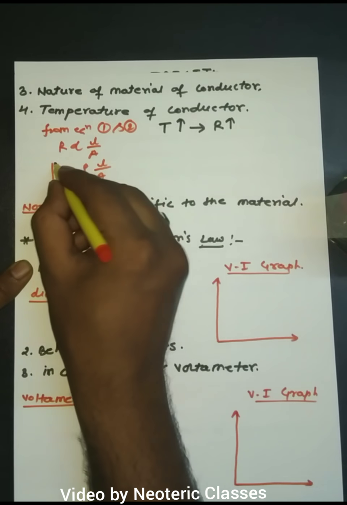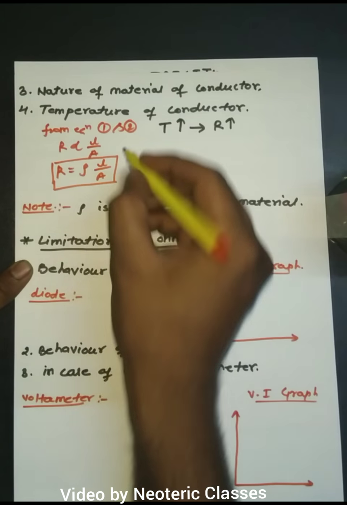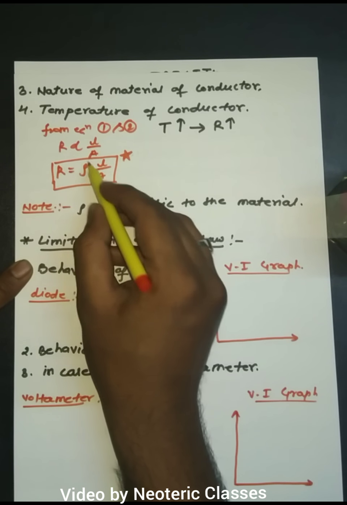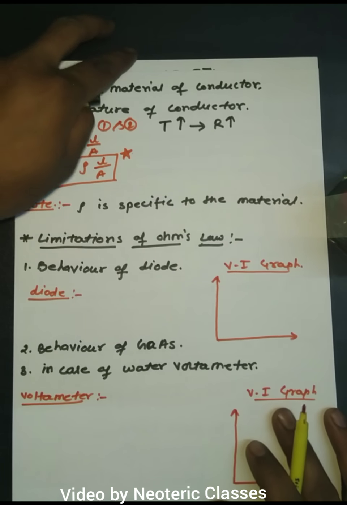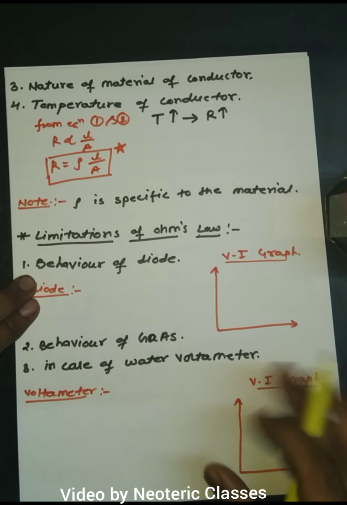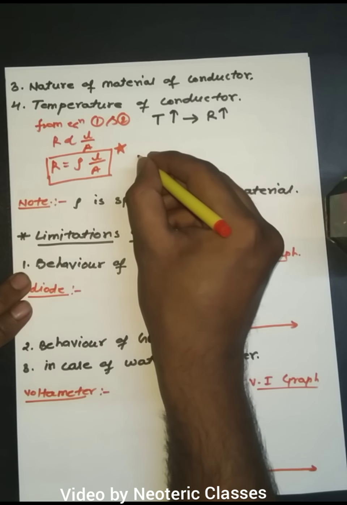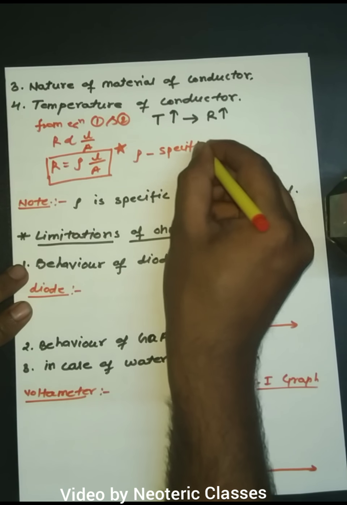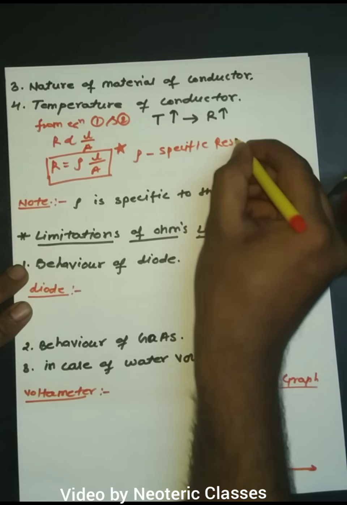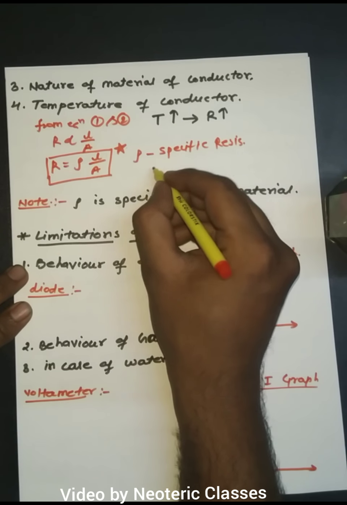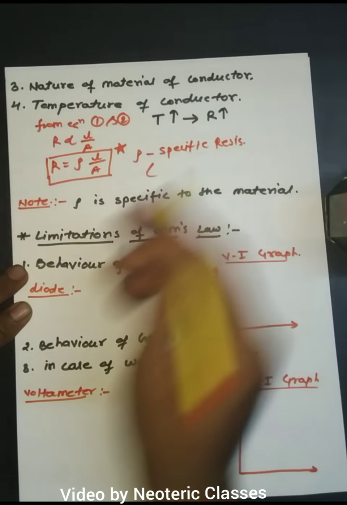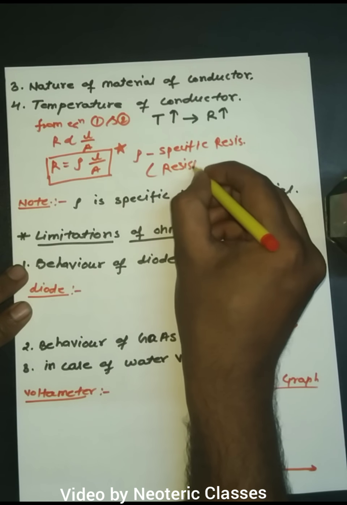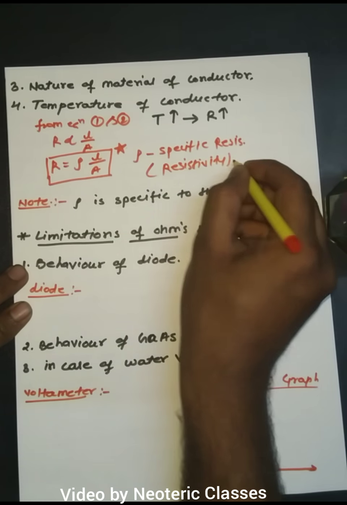So here, what is rho? Rho is nothing but the constant, and this is a very important term, rho. I think this is the first time you got to know about this rho value. Rho is nothing but the specific resistance, and this is most commonly known as the resistivity.